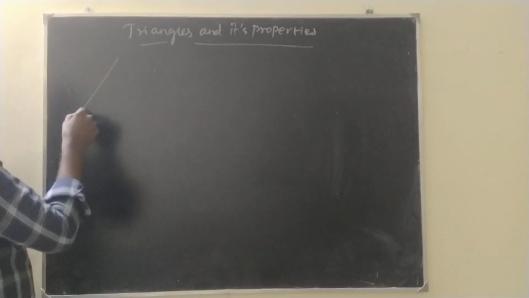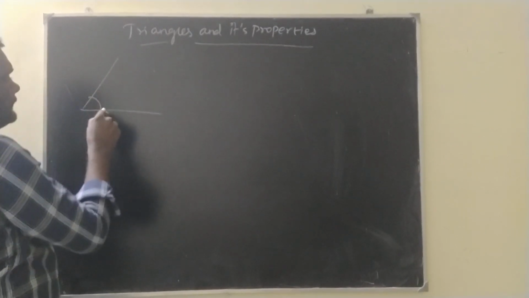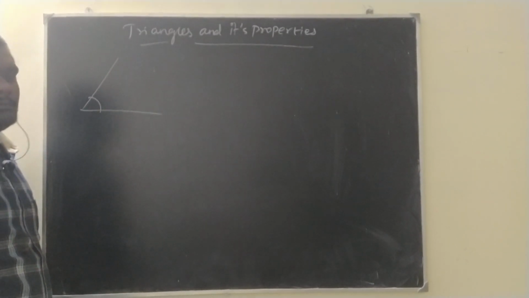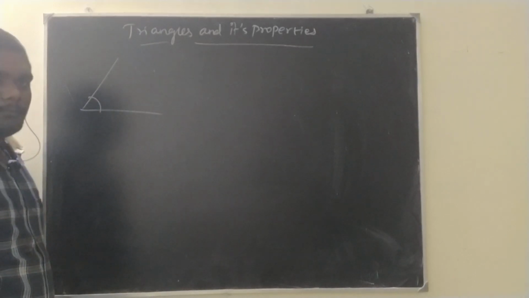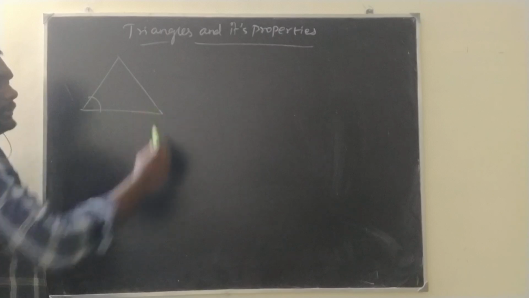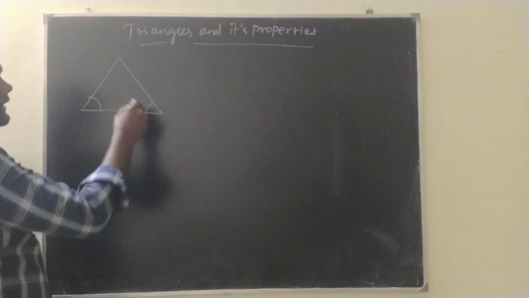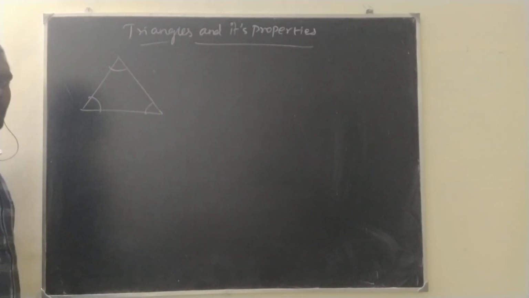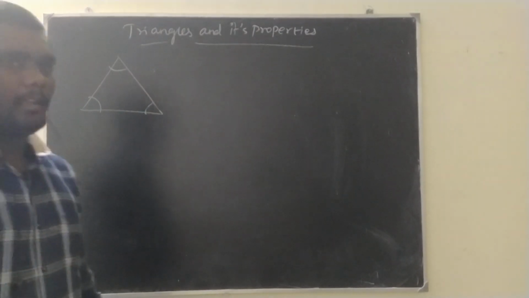See, this is one angle. A polygon made by 3 line segments. Like we are closing this angle with another line. So there will be 3 angles made. That is why this shape is called a triangle.